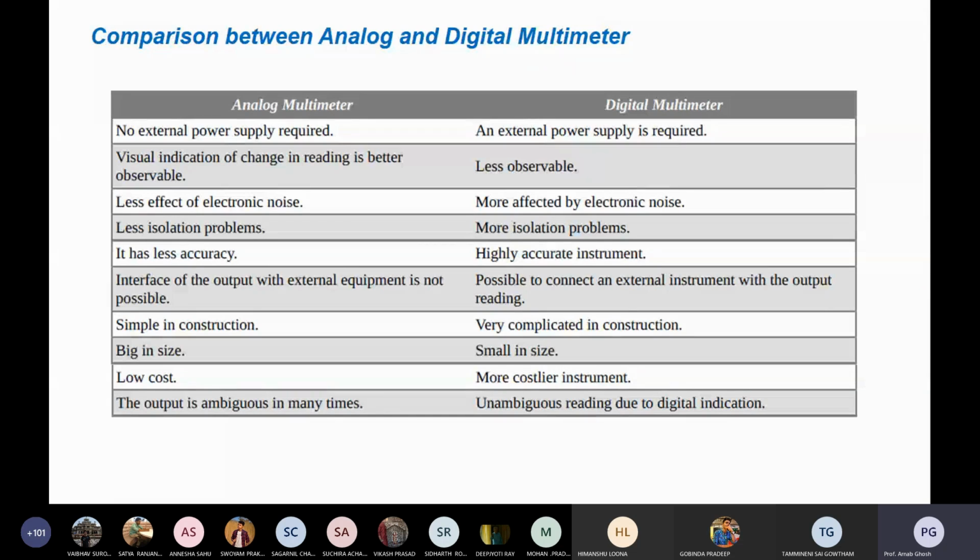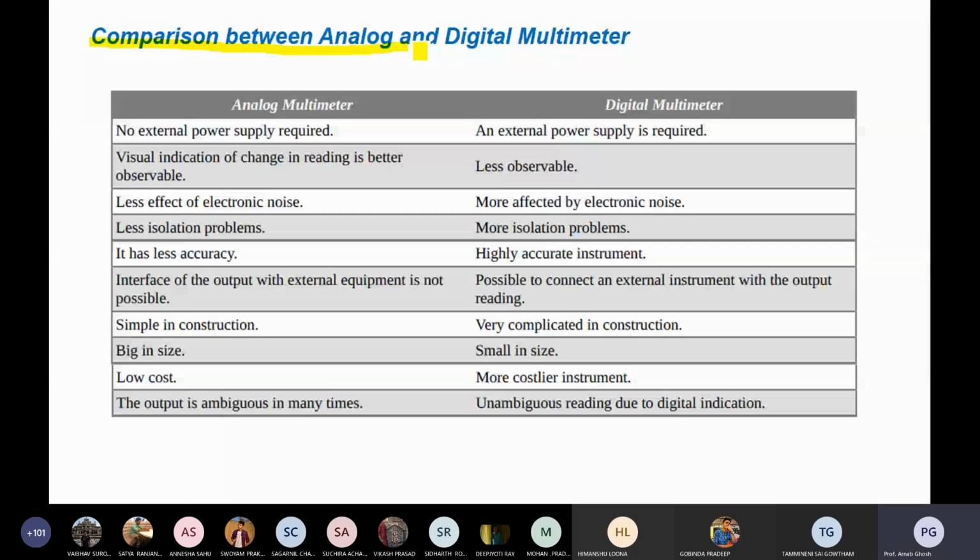Now here you can think about the comparison between analog and digital meters. What are the advantages and disadvantages of the analog meter, and the advantages and disadvantages of the digital meter? That we need to study.